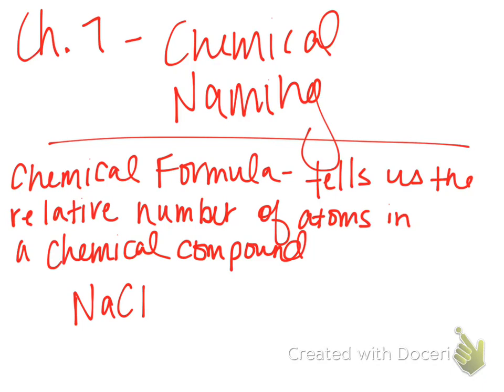Okay. Another chemical formula might be MgCl2, right? So what's the relative number of chlorine atoms to magnesium atoms? 2 to 1, right? You need 2 chlorine atoms in comparison to 1 magnesium atom. So these are examples of chemical formulas. Water is a chemical formula, right? H2O, carbon dioxide, carbon monoxide. Those are all examples of chemical formulas.